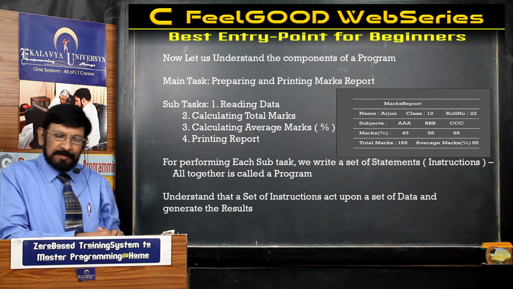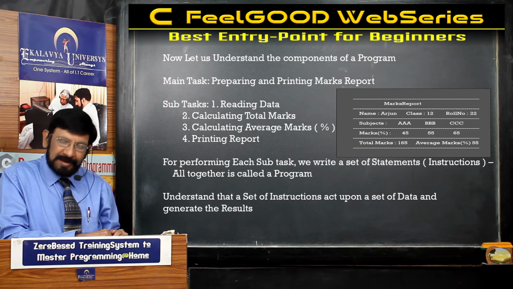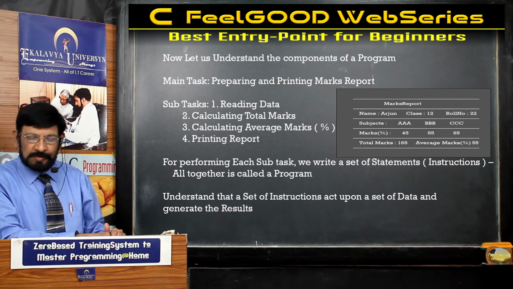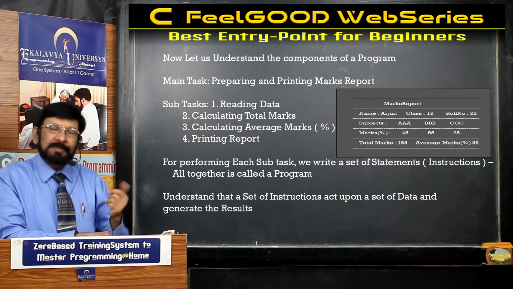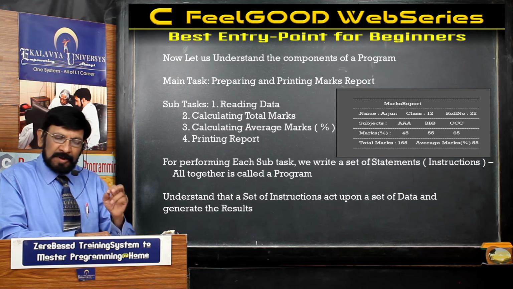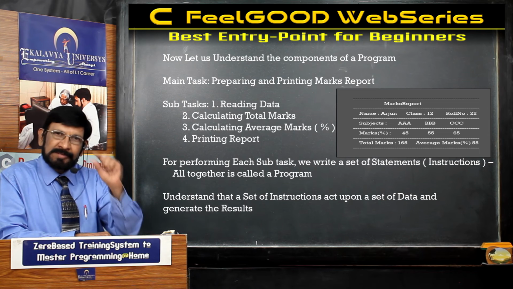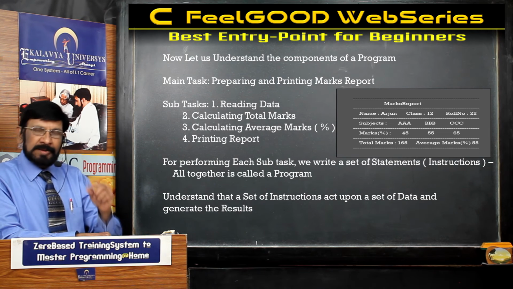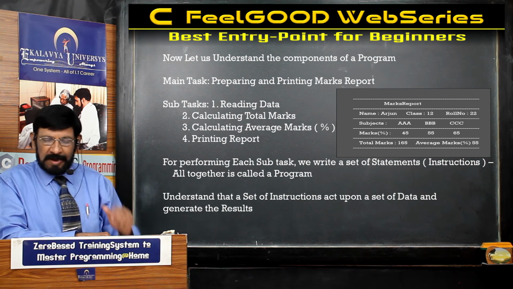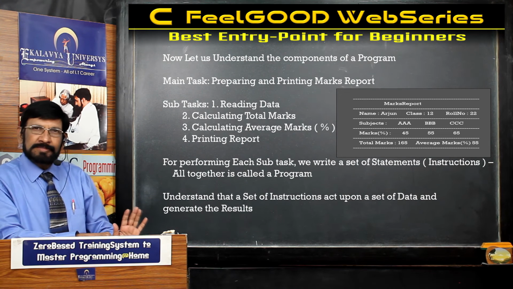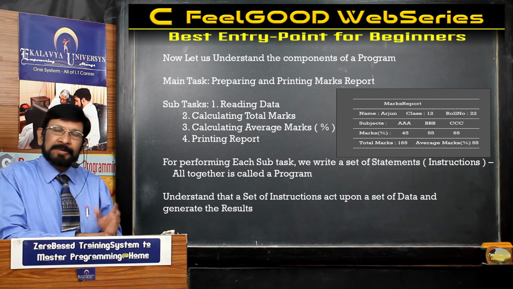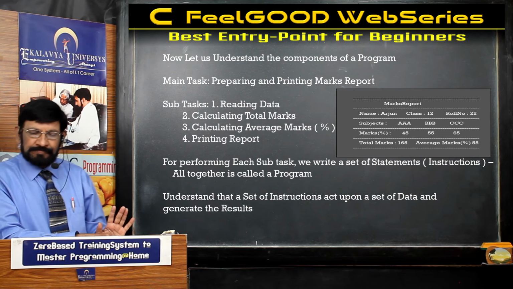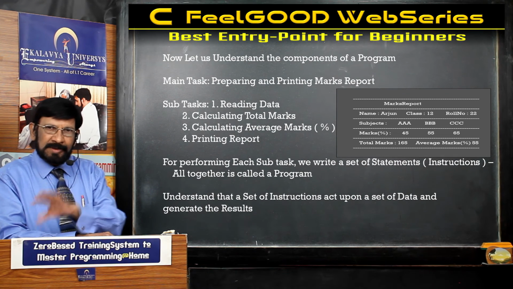Okay. Thereafter, calculating total marks. Actually, a little more detail also we have given. What is that? We have given total marks, we have given average marks. So, calculating total marks, that is one subtask. Calculating average marks percentage, this is another subtask. Then these are to be performed. Finally, what is the last subtask? Printing the report, means writing the report on the monitor screen. Totally, with 8 data items, the report is printed.